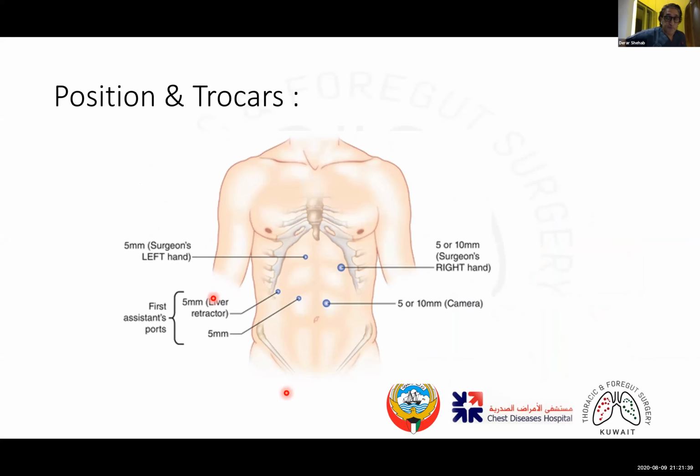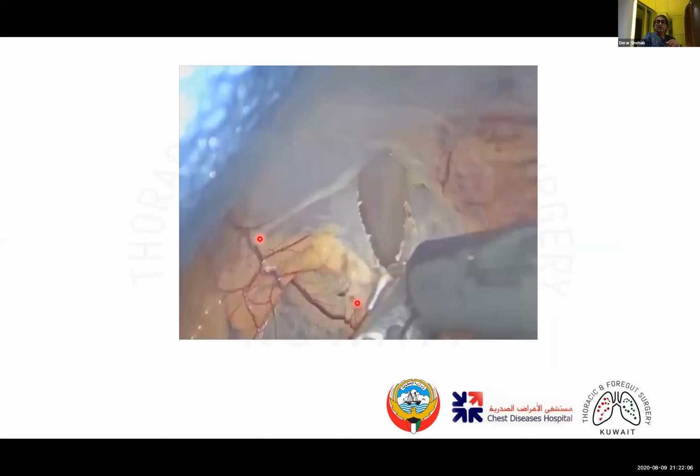So, in order to proceed with your surgery, the position is usually supine, steep reverse Trendelenburg. Usually 5 trocars. I like to use two 10-millimeter trocars, or 10 and 12 millimeters. And then, how it's going to work.